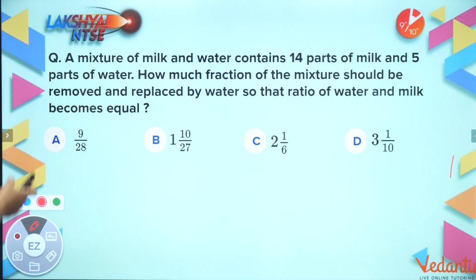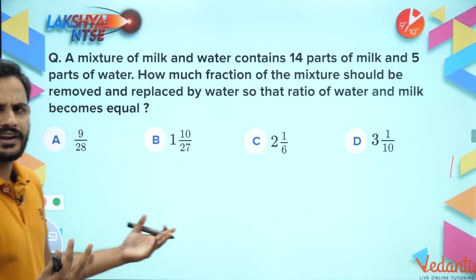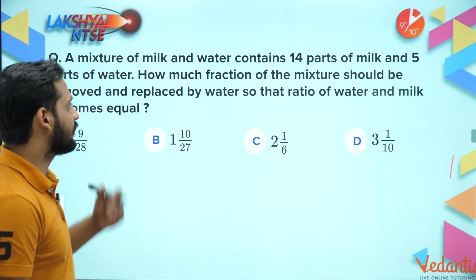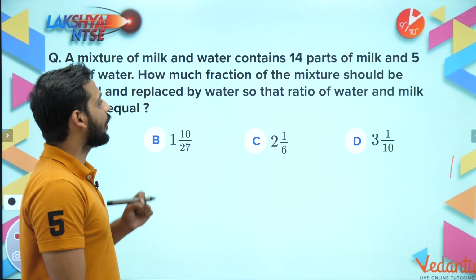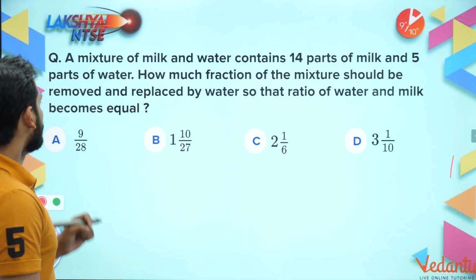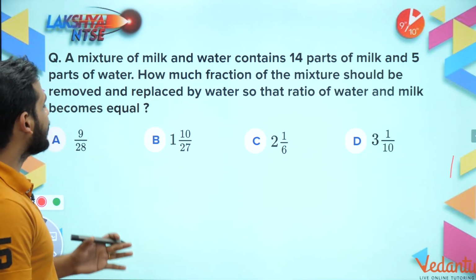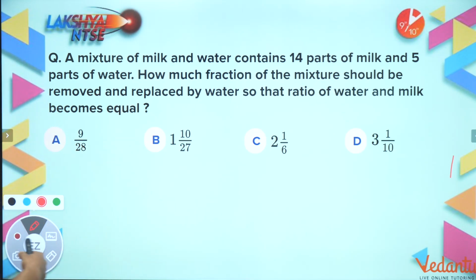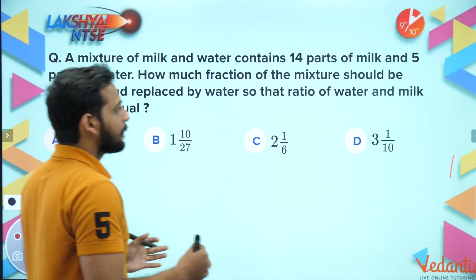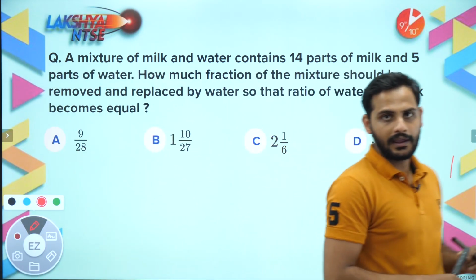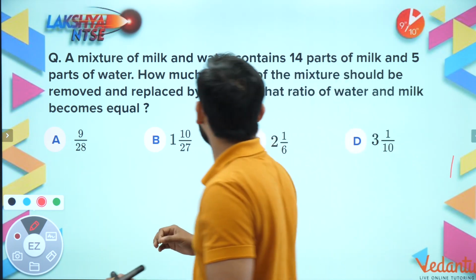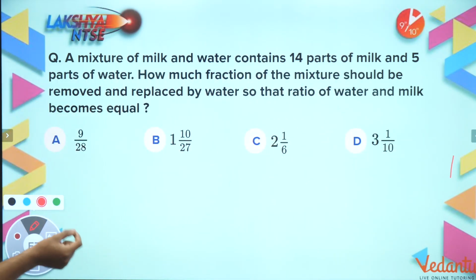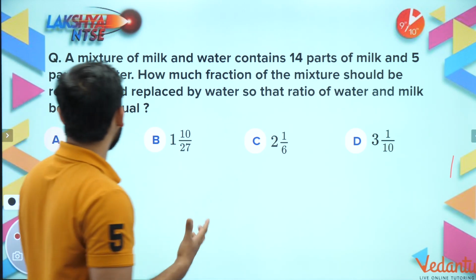A mixture of milk and water contains 14 parts of milk and 5 parts of water. So they are saying 14 is to 5 is the ratio of milk and water. How much fraction of the mixture should be removed and replaced by water so that the ratio of water and milk becomes equal?